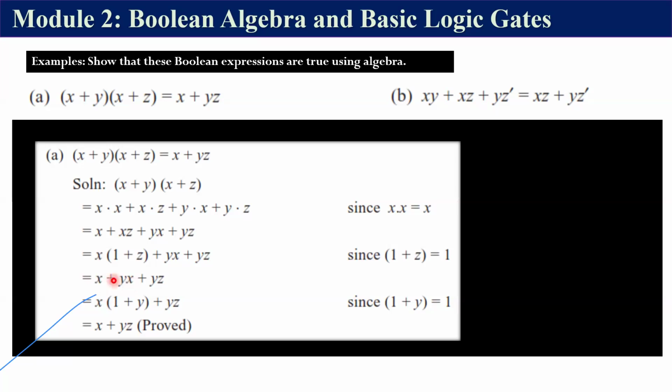We use the same approach here also. We have X, we factorize here again: X into 1 plus Y. We close the bracket and we bring up this one again. 1 plus Y will also be equal to what? 1. Okay? So the whole of this one will also be reduced to X, and then I will be left with X plus YZ, which is what we have here on the right-hand side. And we've been able to prove that.